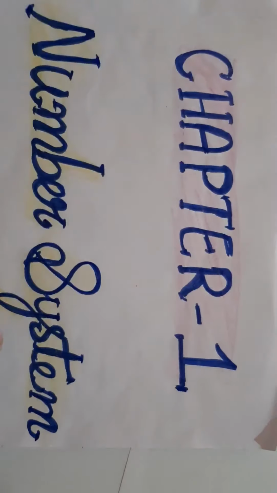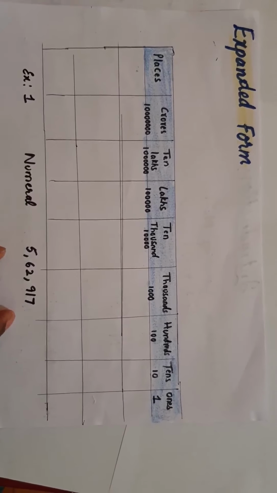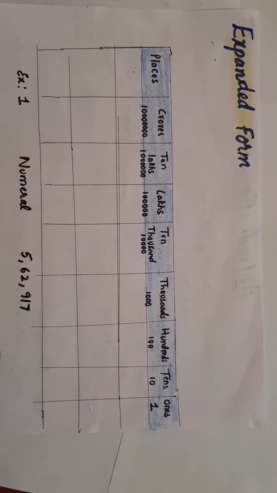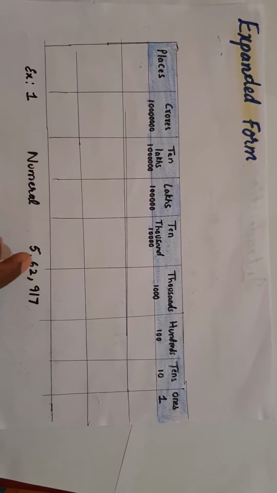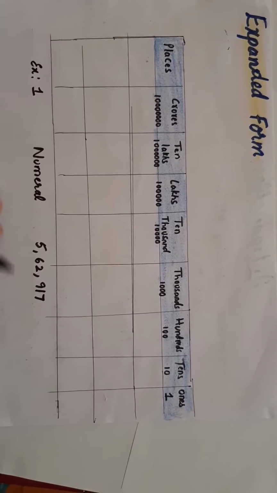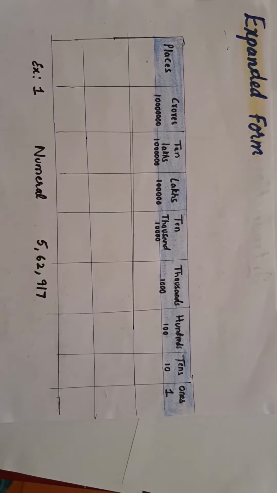Good morning everyone. We are discussing chapter 1, number system. Today we are going to learn about the expanded form. If a numeral is given, after putting the digits of the numeral in the place value chart, if you write the number according to the value of that place, it is called the expanded form. We will expand the number according to its value and write it.